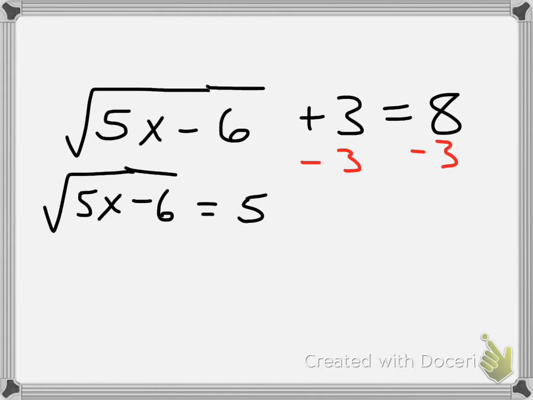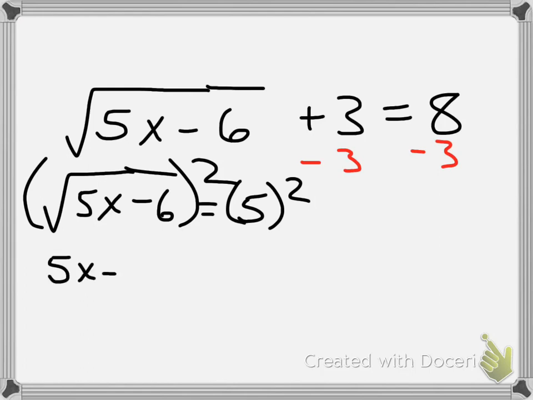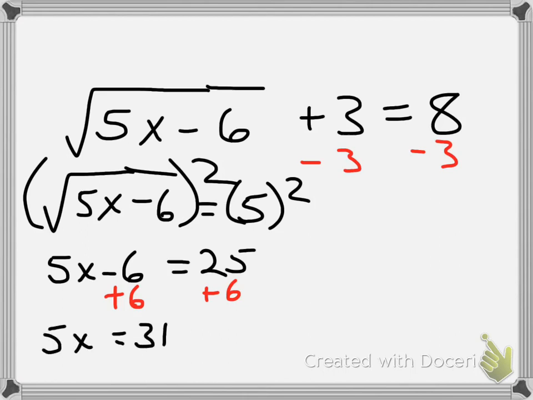Now I'm going to raise both sides to the second power since it is a square root. It's going to cancel out my radical, and I'll have 5x minus 6 equals 25. And I will continue to solve for x by adding 6. Now I have 5x equals 31. And lastly, by dividing by 5, I'll have x is equal to 31 fifths.